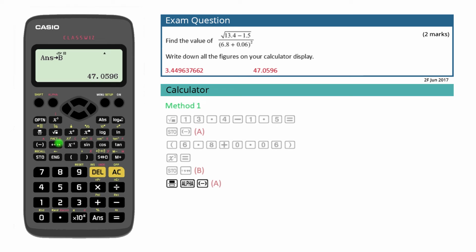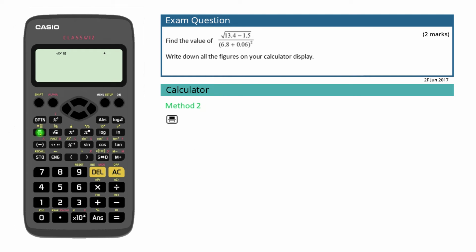Now calculate the fraction. Press the fraction key and enter alpha A for the numerator. Press the down cursor and enter alpha B for the denominator. Press equals and the answer is shown on the calculator for you to write on your question paper.